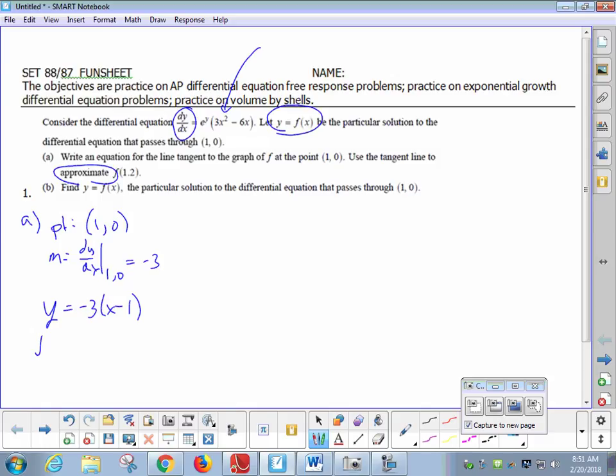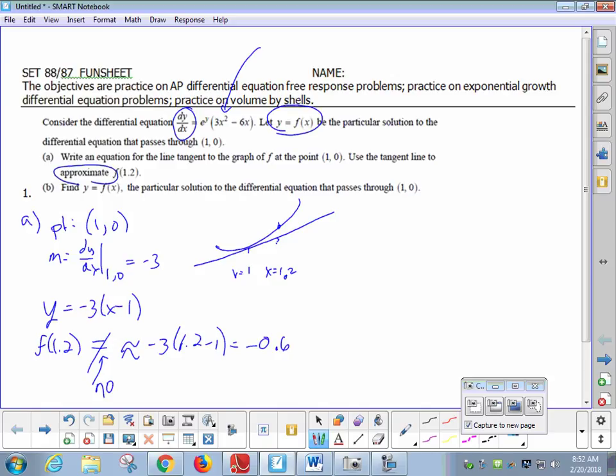Now, the second question is to use the tangent line to approximate f at 1.2. Approximate is a key word. If you say f at 1.2 equals, you're going to be sorry. You mean approximately equal to. The idea is that because x of 1.2 is so close to x of 1, the tangent line value and the curve's y values are pretty close to the same. So we're using the tangent line to estimate. If I put 1.2 into my tangent line, I get -0.6. Do you agree? Okay, cool.